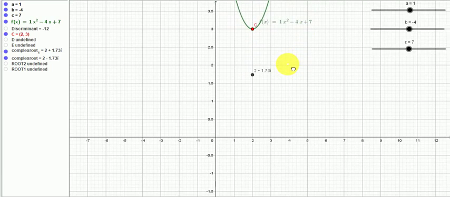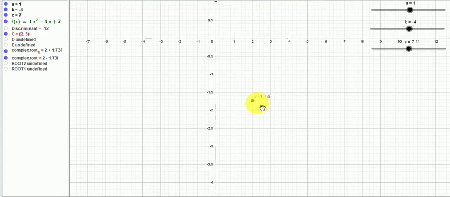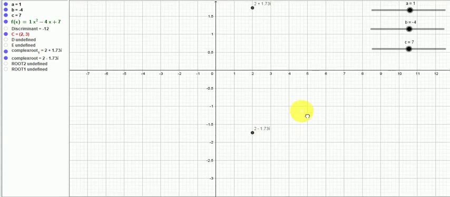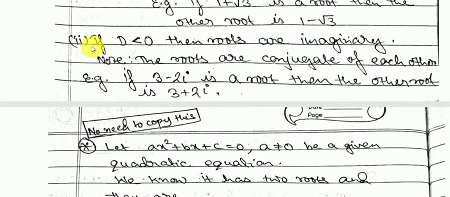And these are the roots: 2 plus 1.73i and 2 minus 1.73i. Can you see both are conjugates of each other? Yes, we had discussed this. If D is less than 0, in that case the roots are imaginary and they are going to be conjugates. So if one is 3.2i, then the other is minus 3.2i.